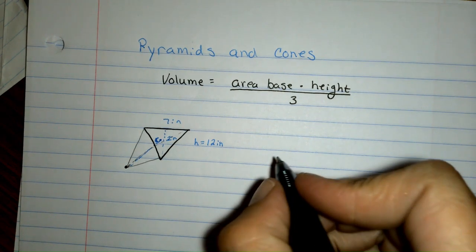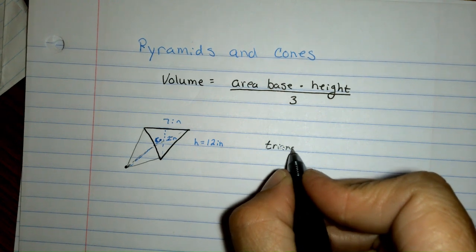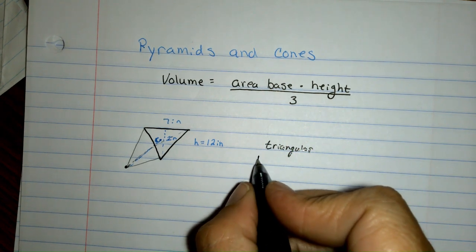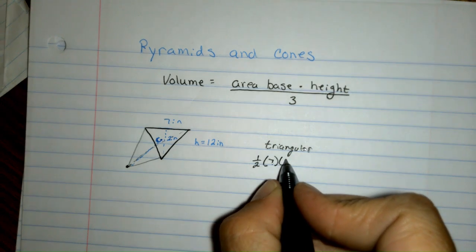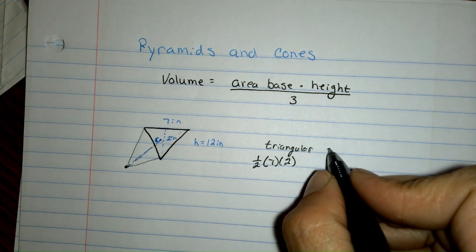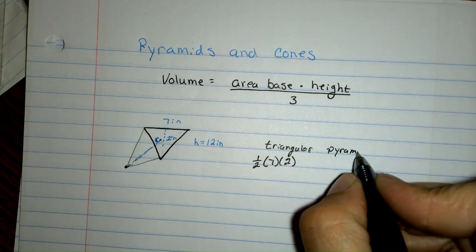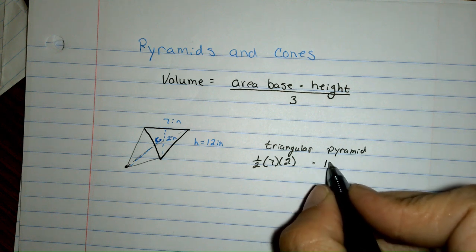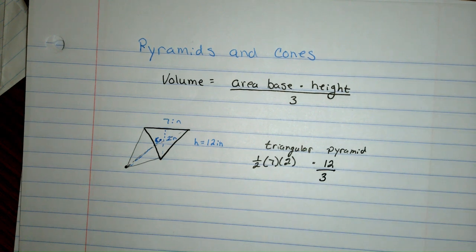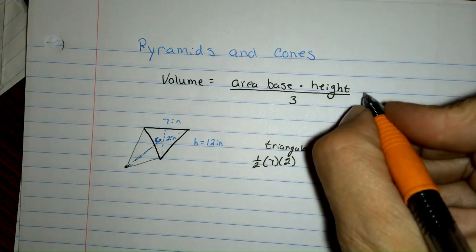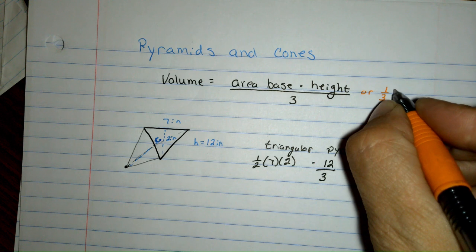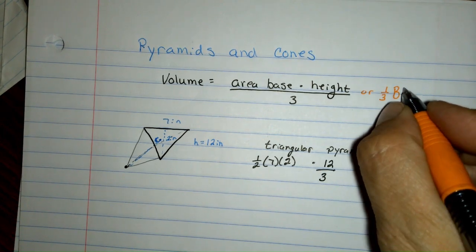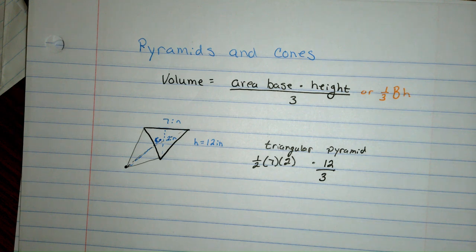So it's triangular, which means we have to do 1/2 base times height. Then it's a pyramid, not a prism. So we're going to times it by the pyramid height divided by 3. And the divided by 3, you can have it written, you'll see it this way as well. 1/3 capital B, because that's area of the base, H. So you'll see it written like that as well.